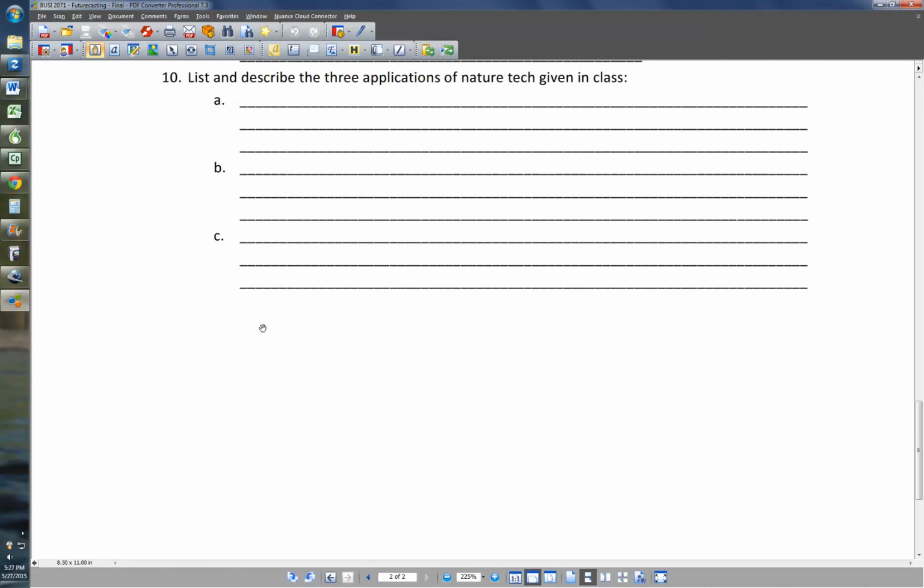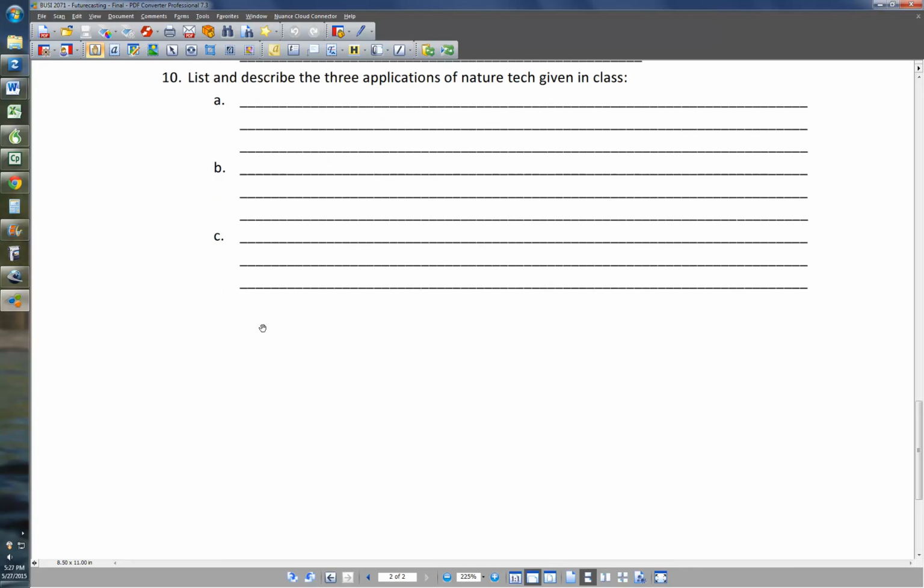Number 10, list and describe the 3 applications of nature tech given in class. Okay, so I'm going to give you what they are, but for the descriptions I want you to go back. So one of them was analyzing principles from nature, right? The other one was discovering new compounds from nature. That was the medical one. So like, you know, they're studying the rainforest and they're finding a new type of chemical that can be useful for fighting a disease, right? So that's an observation of nature to find a component of nature that's helpful.